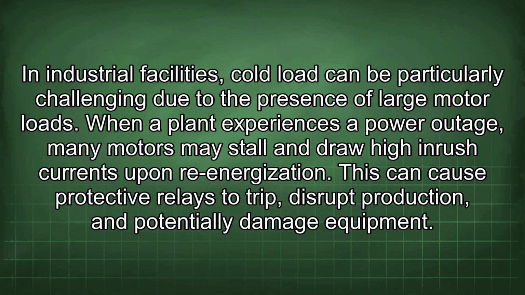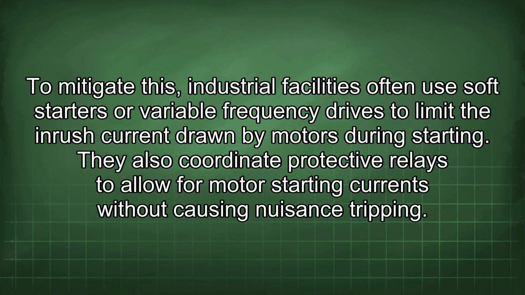In industrial facilities, cold load can be particularly challenging due to the presence of large motor loads. When a plant experiences a power outage, many motors may stall and draw high inrush currents upon re-energization. This can cause protective relays to trip, disrupt production, and potentially damage equipment. To mitigate this, industrial facilities often use soft starters or variable frequency drives to limit the inrush current drawn by motors during starting. They also coordinate protective relays to allow for motor starting currents without causing nuisance tripping.